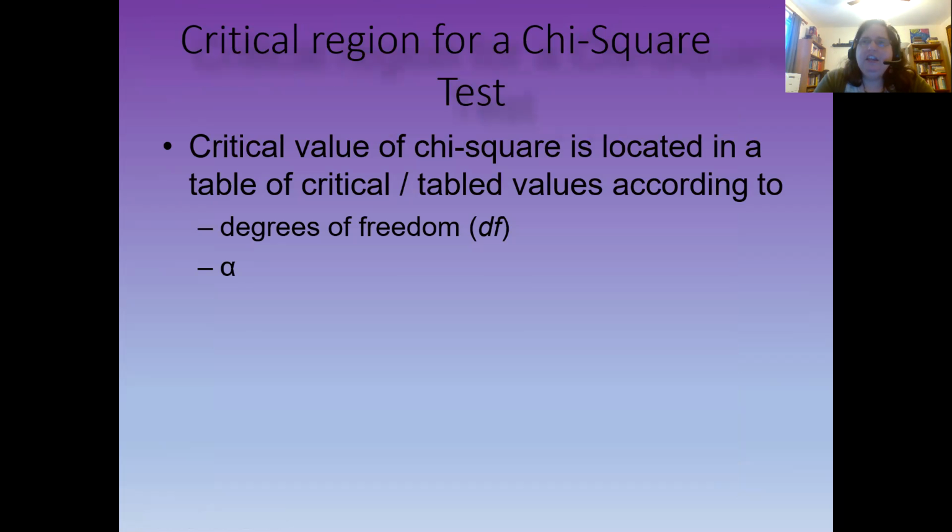Just like anything else we've talked about, the critical value for the chi-square is located in a table based on the degrees of freedom and alpha. But again, we don't really use tables in this class. We primarily look to SPSS, but that is how it works. SPSS is looking up the table for us in the background.